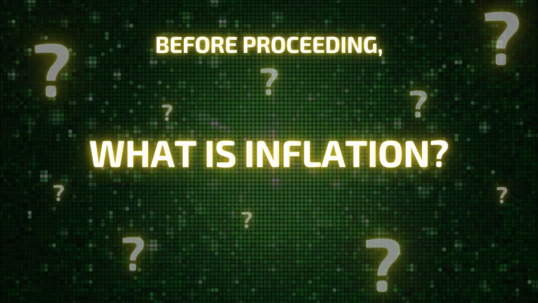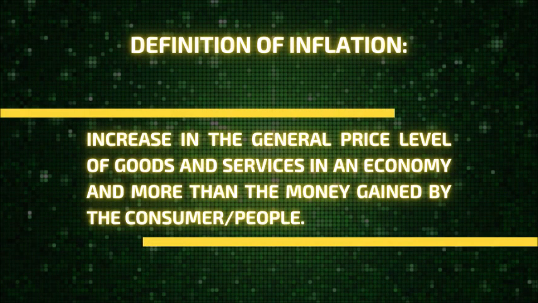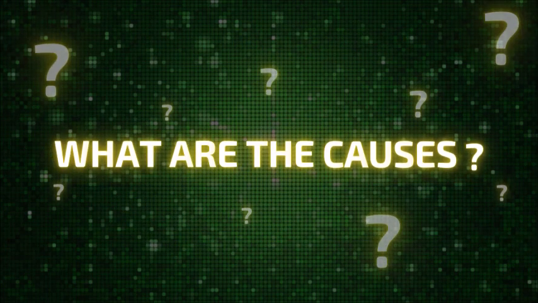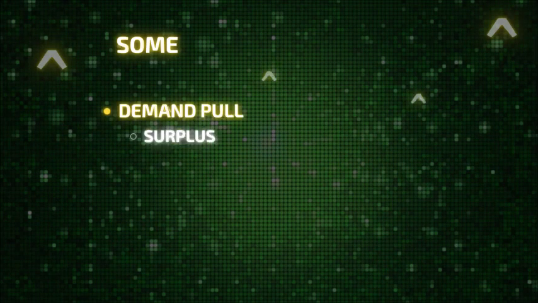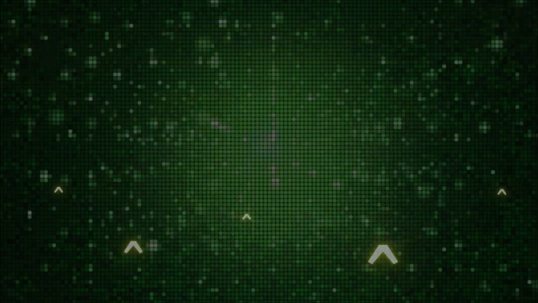Before proceeding, what is inflation? Inflation is the increase in the general price levels of goods and services in an economy and more than the money gained by the consumer or people. What are the causes? Some causes of inflation are as follows. Demand pull, which is surplus of demand than what industry can produce and give out. Cost push, the higher cost of producing the goods or providing the service.